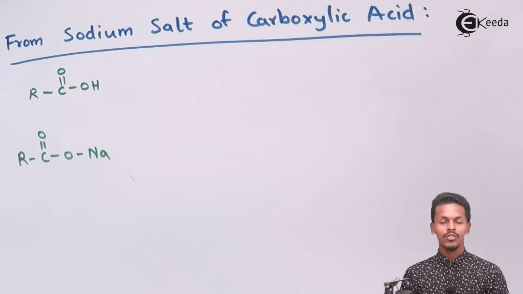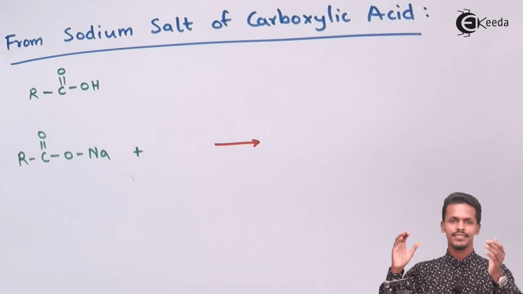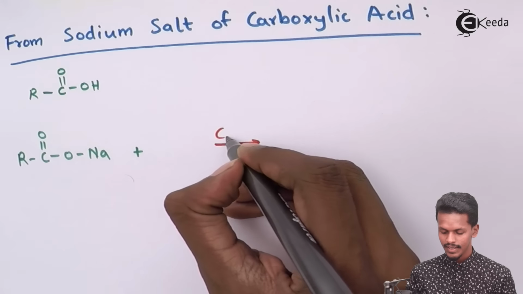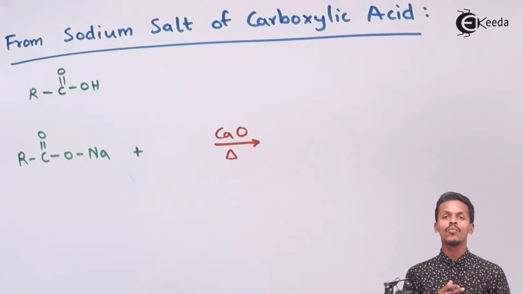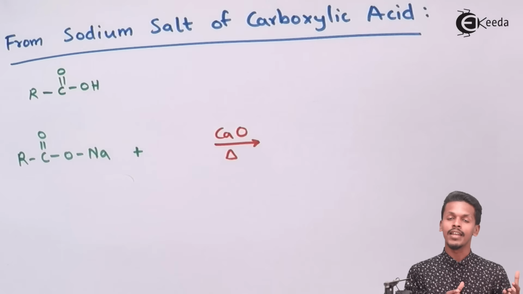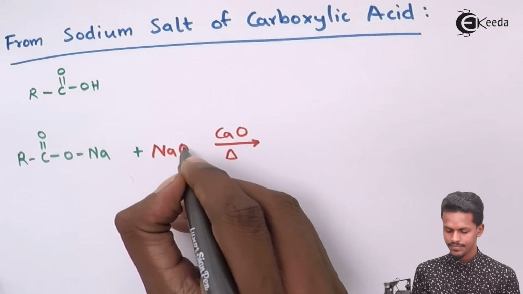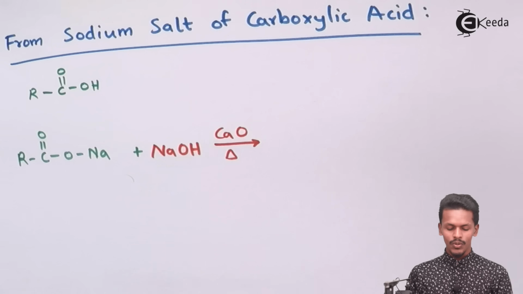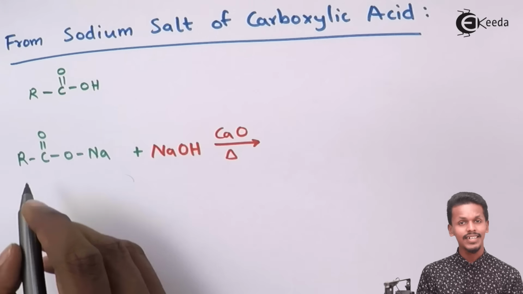So how can we do that? For this kind of reaction we will introduce calcium oxide and we will warm it. But this reaction won't take place on its own. We have to provide another reagent, and that reagent is NaOH, that is sodium hydroxide. So now, what is the reaction that happens? Suppose I introduce the sodium salt of carboxylic acid, I will write it over here.